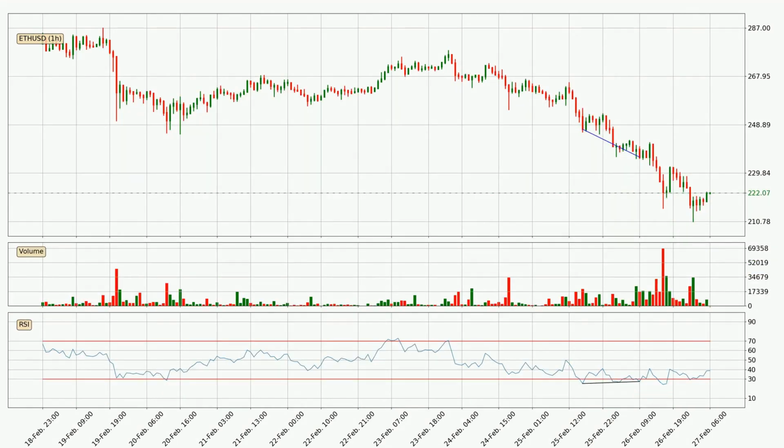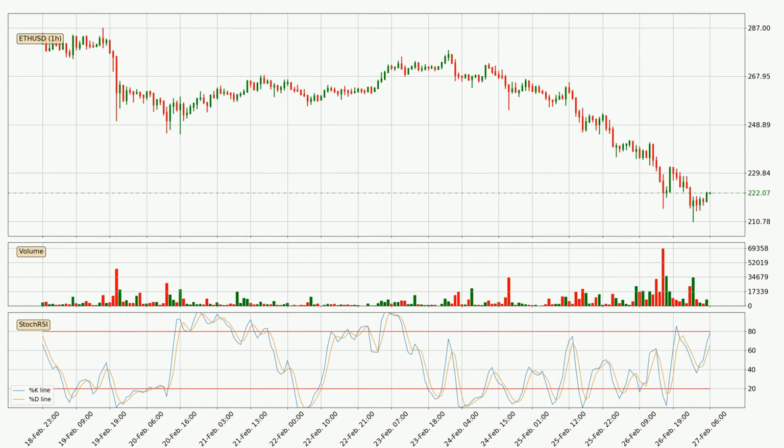Looking for divergence in the hourly time frame, unexpectedly, the price went down despite the bullish divergence. Moving to the hourly stochastic RSI, there are no signs of the stochastic RSI being oversold or overbought at this time, but the %K line is over the %D line, which means the current trend is to the upside.